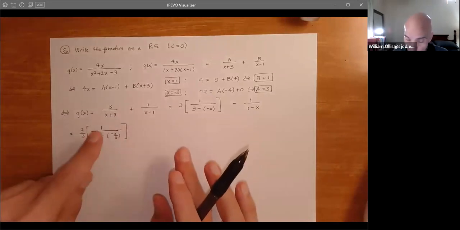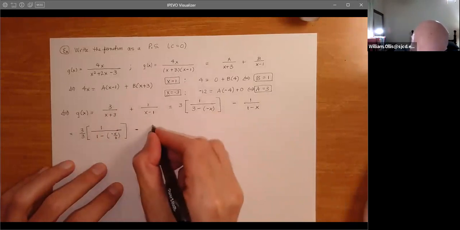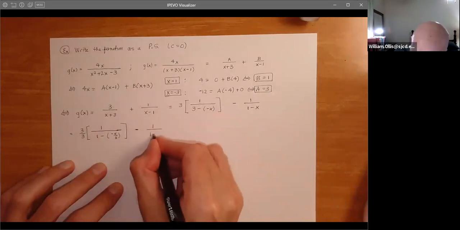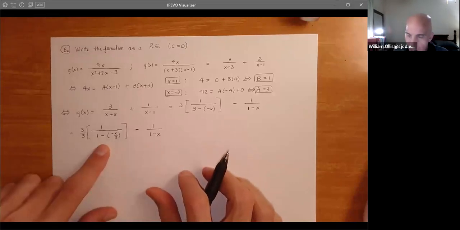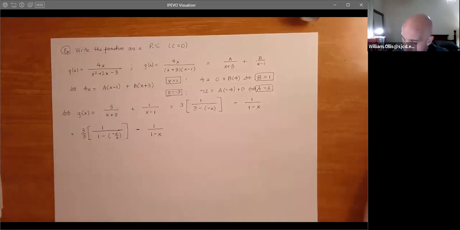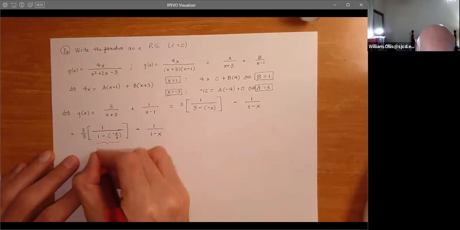Okay, so this has the right form, and this of course has the right form. So we say minus 1 minus x. So now when we look at these, we're like, wow, that wasn't so bad. This has the correct form. This has the correct form. So we'll just say geometric sum.